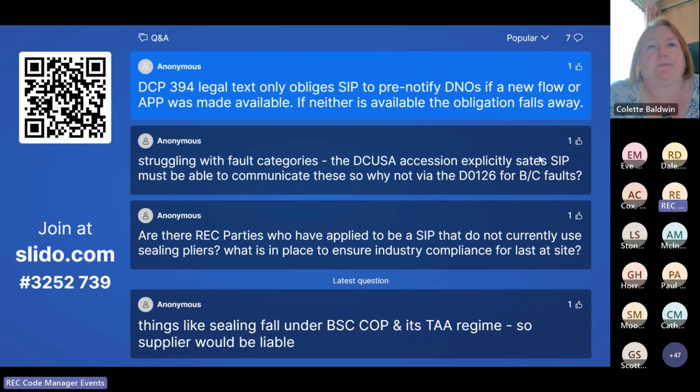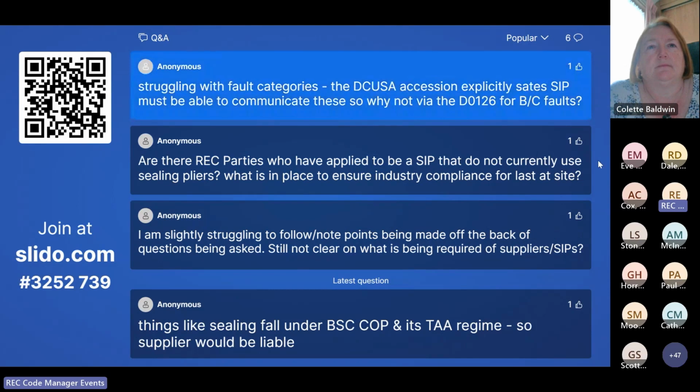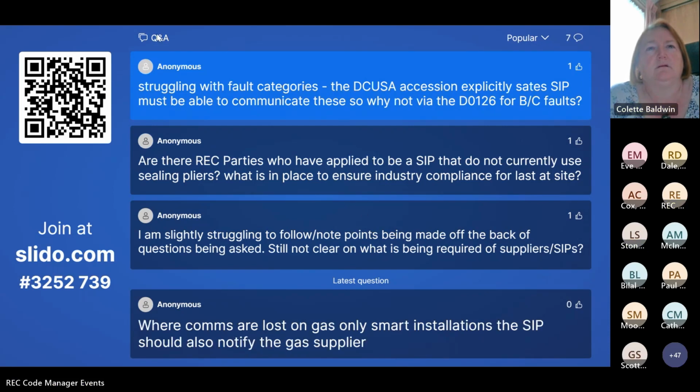The next point, the DCUSA accession explicitly states the SIP must be able to communicate fault categories. So why not via the D126 for B and C faults? I'm not sure I understand the question. The D126 is part of the solution for B and C category faults. Is there anyone who'd like to clarify the question so we can answer it more clearly?